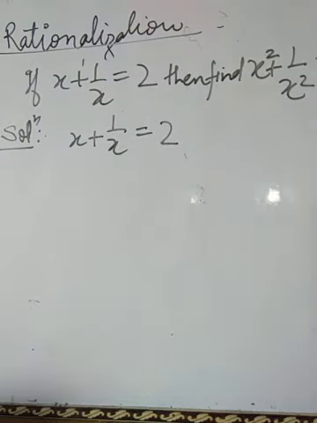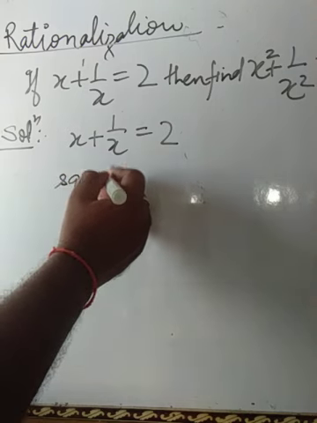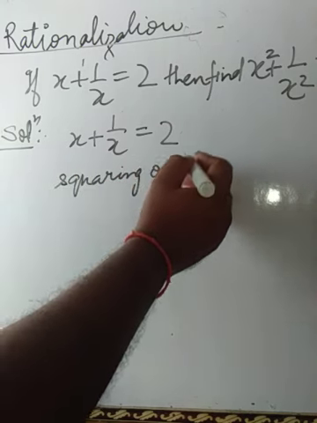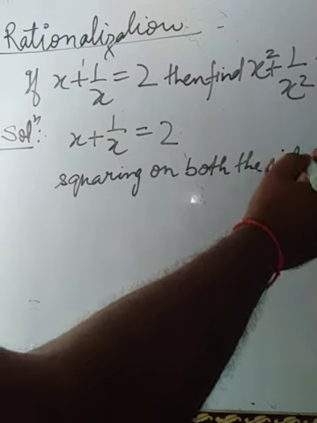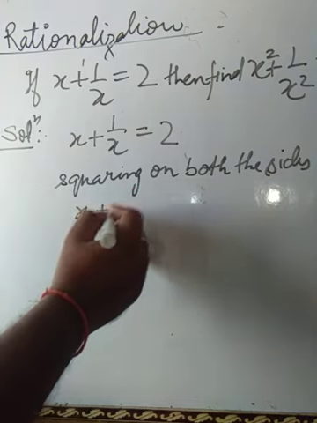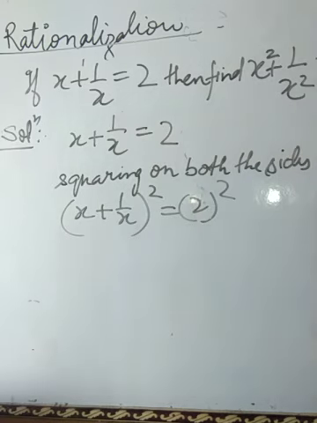As we have the question, and the question is asking to find x square plus 1 upon x square, this can be obtained only on squaring. There is no other route. So we will square the given value, right? So squaring on both sides, this will be x plus 1 upon x whole square, and this is 2 whole square.